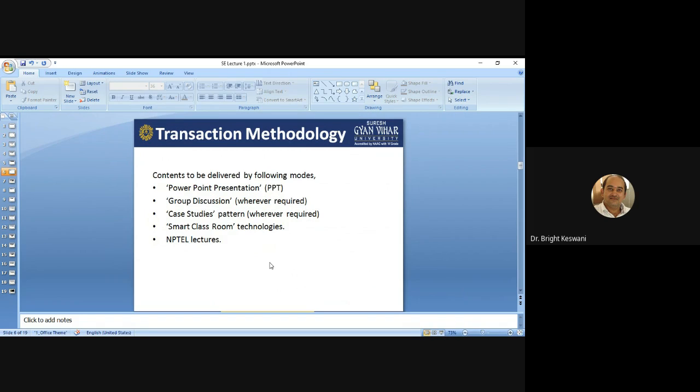When we talk about the transaction methodology, the contents will be delivered through PowerPoint presentations or through group discussion among the students. Sometimes we will adopt the case study method, and smart classroom technologies will be adopted during the lectures. NPTEL lectures will also be provided to the students.